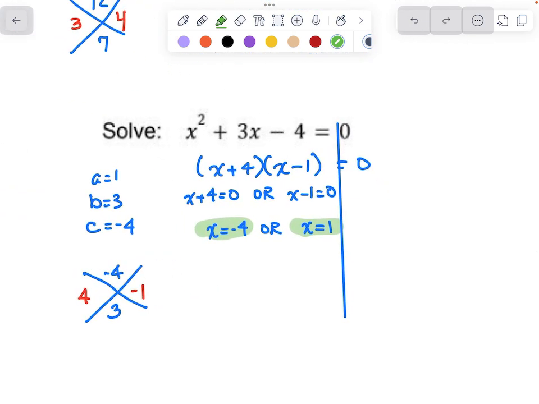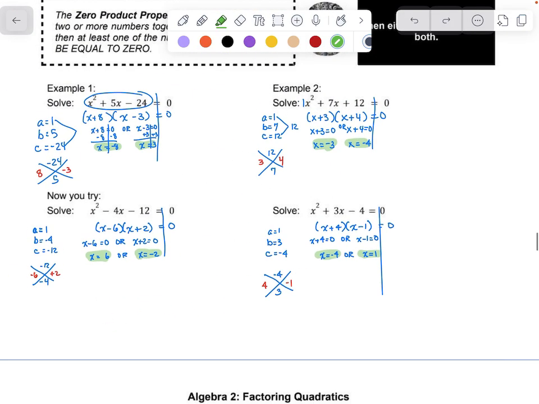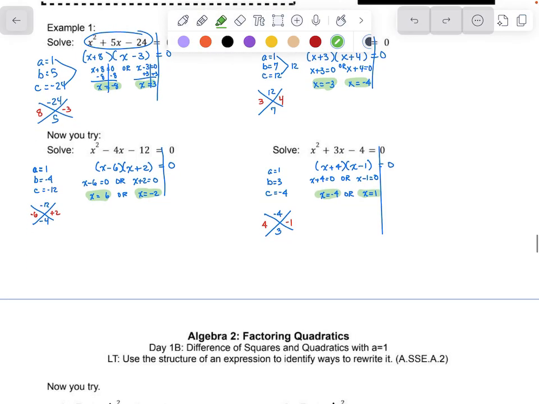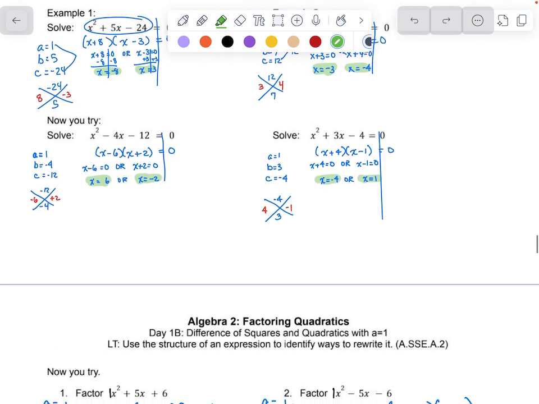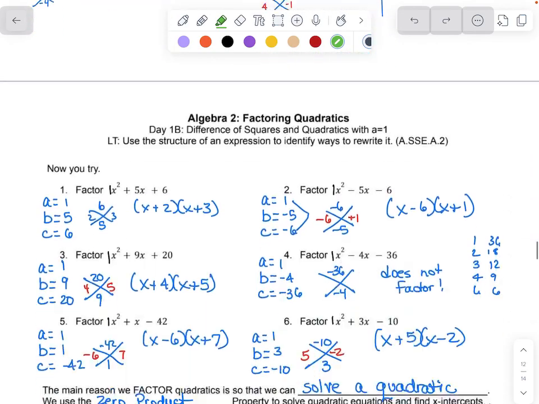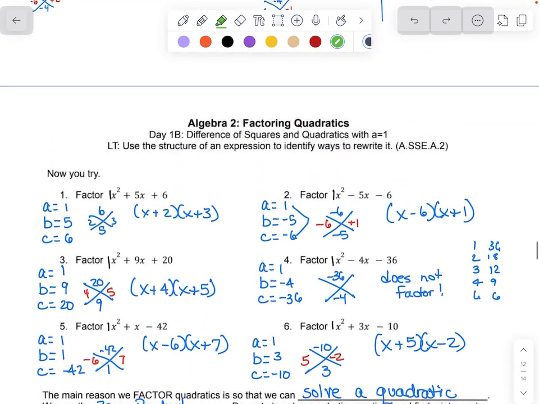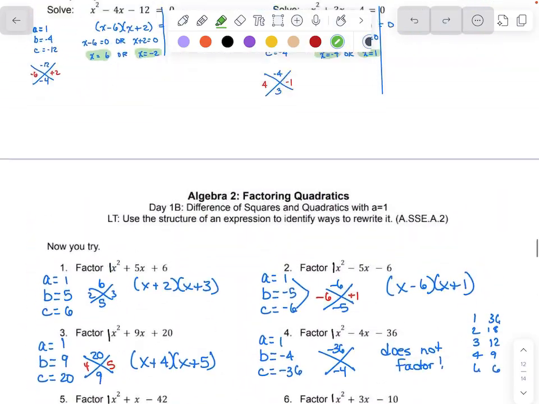And same with this one. You get solutions of negative 4 and positive 1. And if you were to graph that quadratic, you would see that it crosses the x-axis at negative 4 and positive 1. And then I've got several here for you to try. We've already done those.